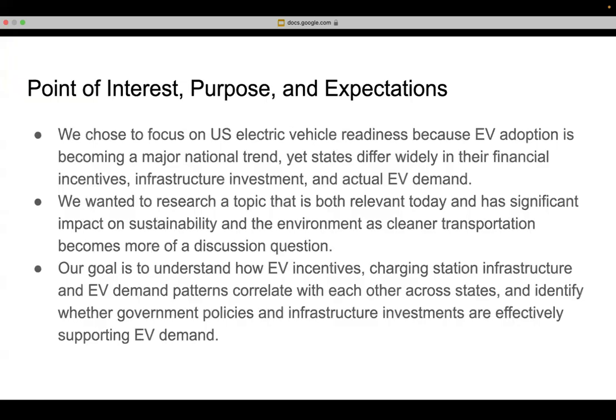So our point of interest, purpose, and expectations: we chose to focus on the US EV market and look at how the incentives, charging infrastructure, and EV demand patterns correlate with each other across states. We chose this topic because it's relevant both today and in the future due to sustainability and environmental concerns.